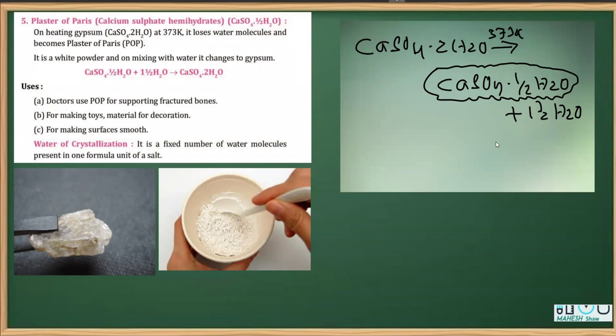I can show you the figure here. This is what gypsum looks like, and this is a white powder. If we talk about its application, doctors use POP for supporting fractured bones. Its property is that when this paste is mixed with water, it forms a dough, and then it is applied on the fractured portion, maybe the legs or hands. After some time it becomes hard, and that supports the bone.